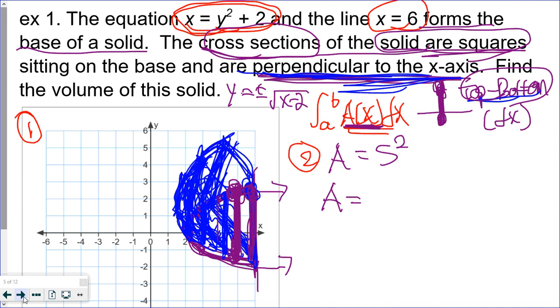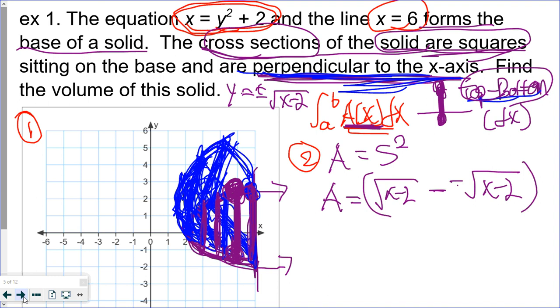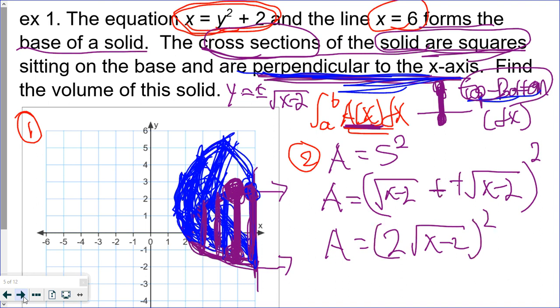If I want to know the length at any given point of my cross section, it's going to be the point at the top of the function, which is the square root of x minus 2. And the distance from that to the bottom of the function is going to be negative square root of x minus 2. So if I subtract negative square root of x minus 2, that gives me the length of my side depending on where my cross section's at. So I'm going to do that as my s value squared. Now, just to simplify it a little bit, this is going to be 2 square root of x minus 2, squared, because minus a negative is plus a positive. Okay, so that is my A equation in terms of x.